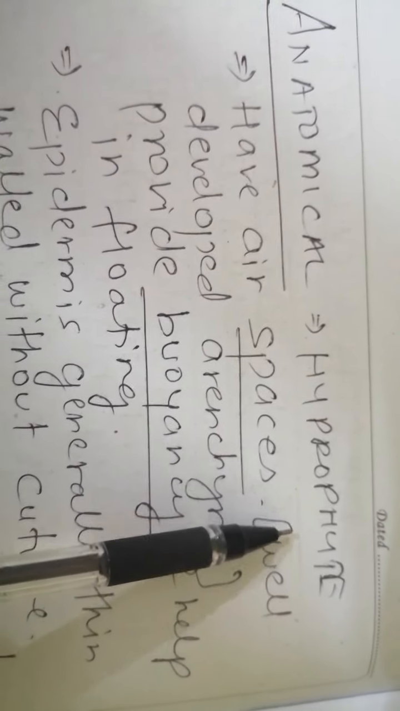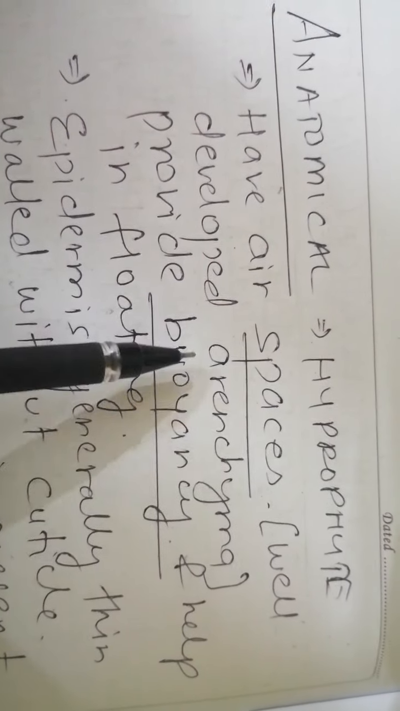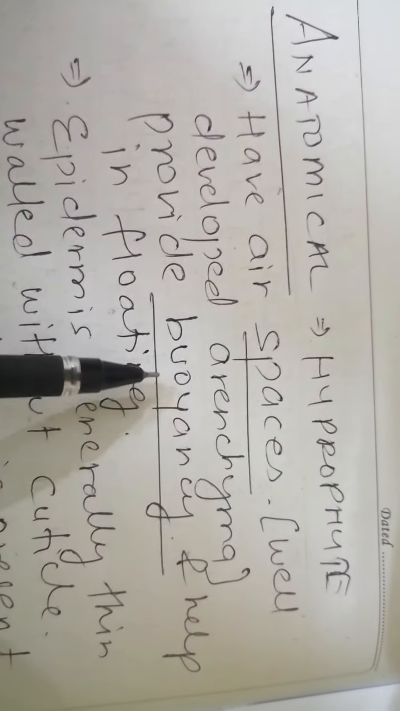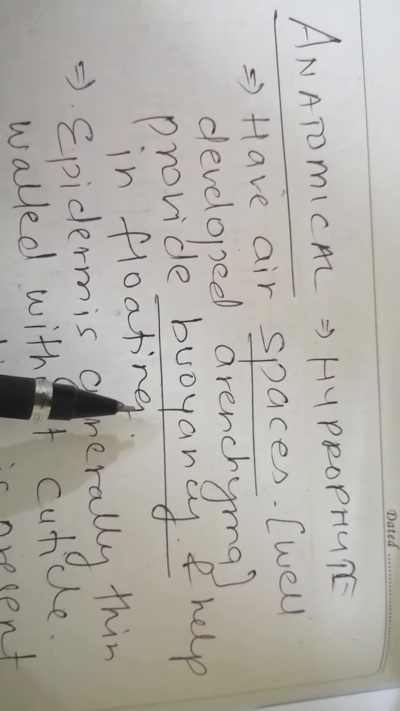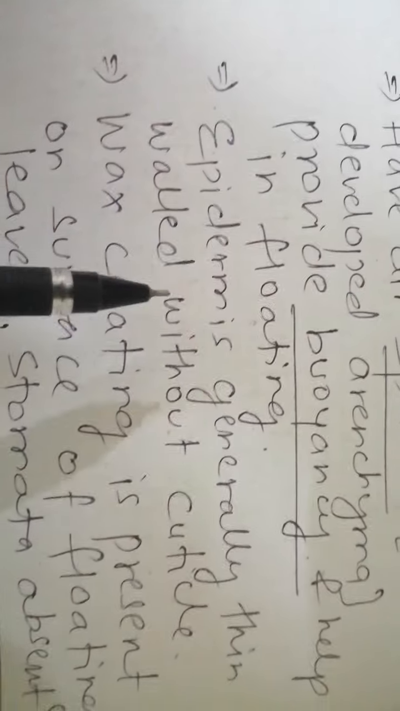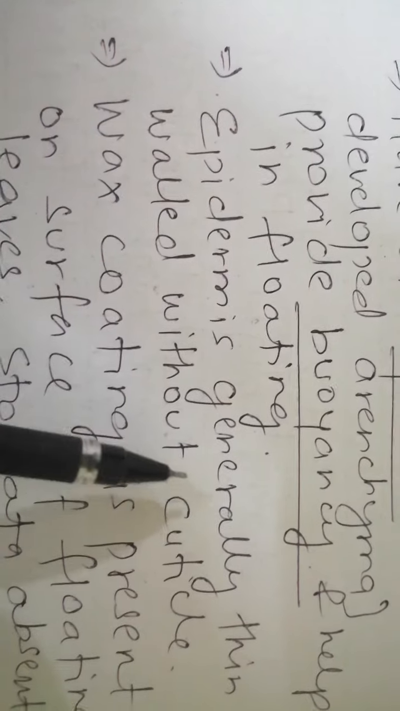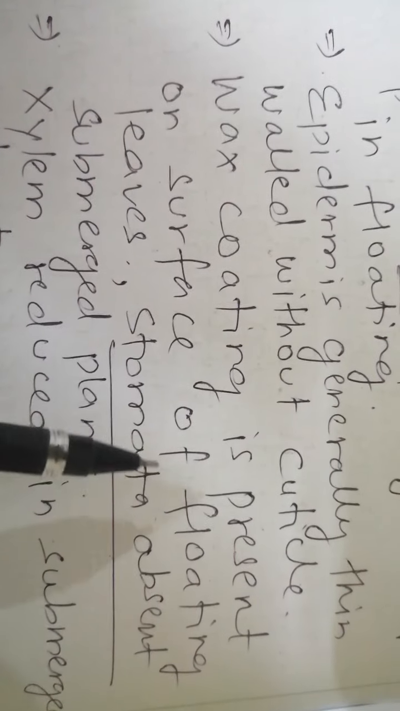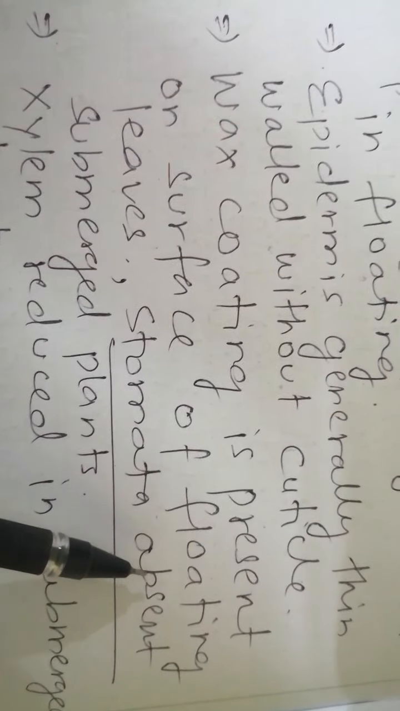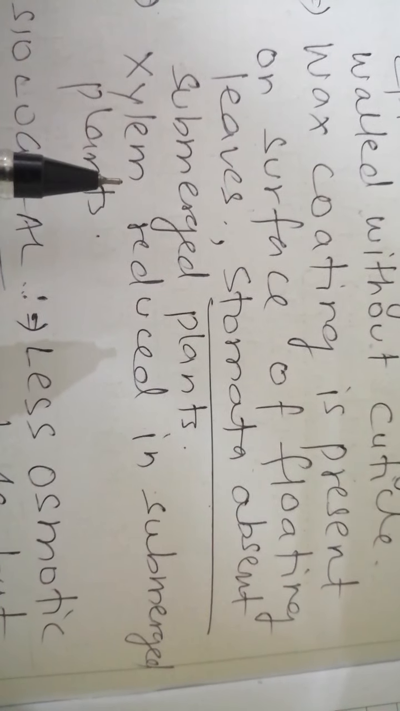Now come anatomical structures in hydrophytes or water plants. They have air spaces, and well developed parenchyma cells are present. They help in buoyancy and to float the plants on the surface of the water. Children, another important adaptation is the epidermis, which is thin walled without cuticle. As we have seen in the case of desert plants, there was a cuticle. Now the wax coating is also present on the surface of the floating leaves, and stomata are absent. This is an important adaptation because they don't want to have more water, and they don't lose it.